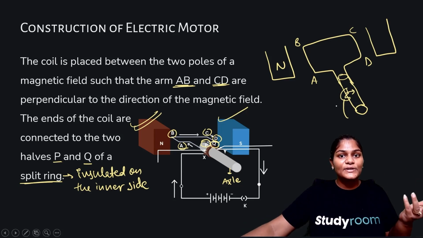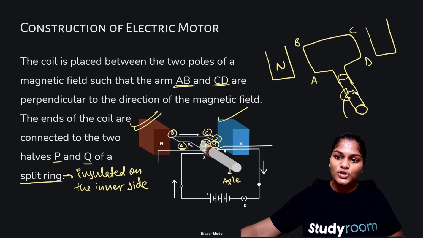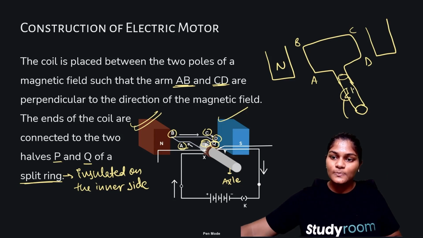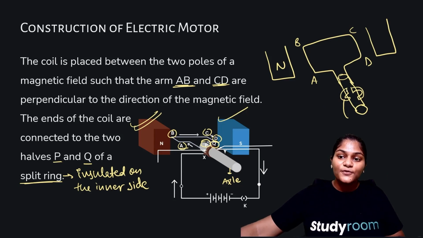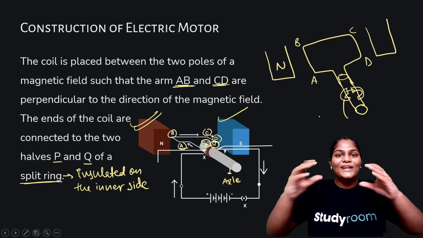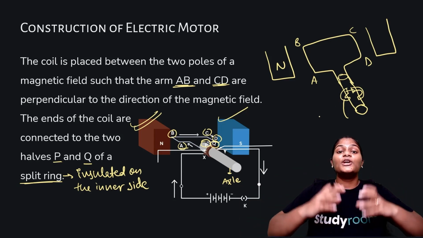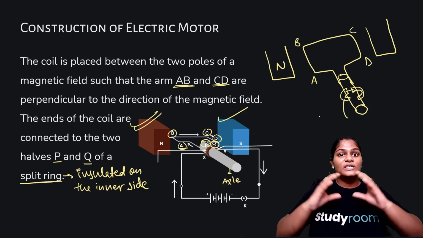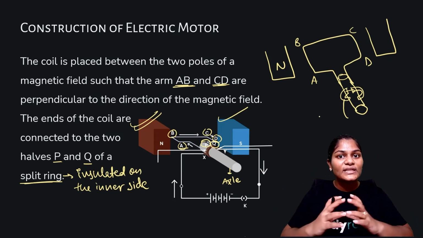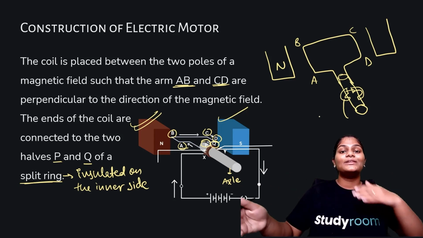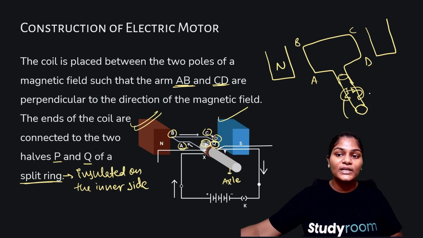Metals conduct electricity, right? So if there are two split rings here, if this is one split ring and this is the other split ring like this, what would happen? From this split ring, current would flow to the other split ring. So it would actually become one full ring. The whole objective of having a split ring is that there is no conduction of electricity between these two rings. So that is why they are insulated on the inside.